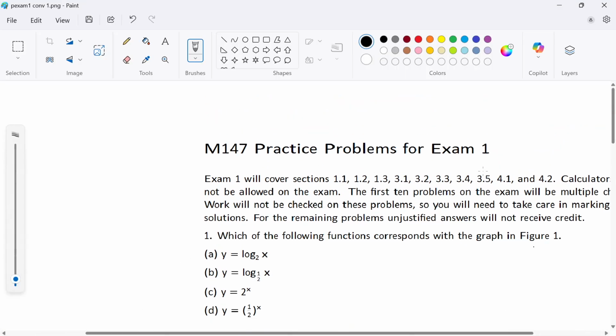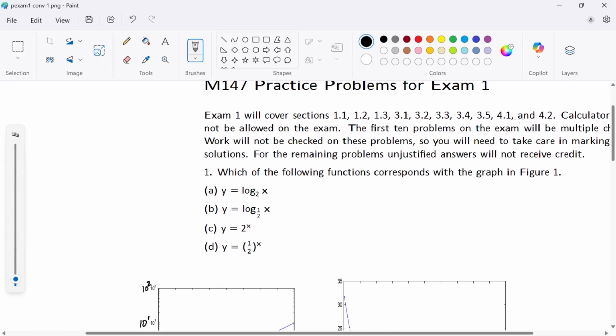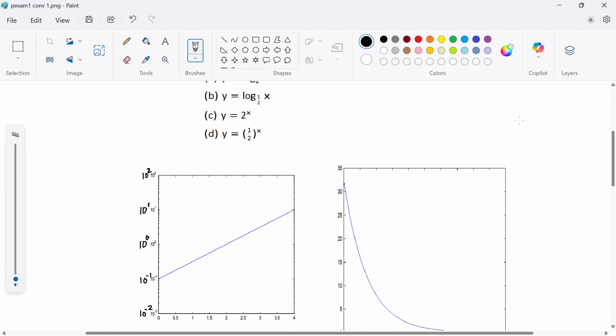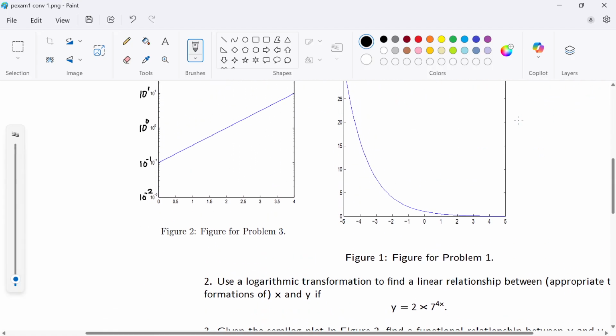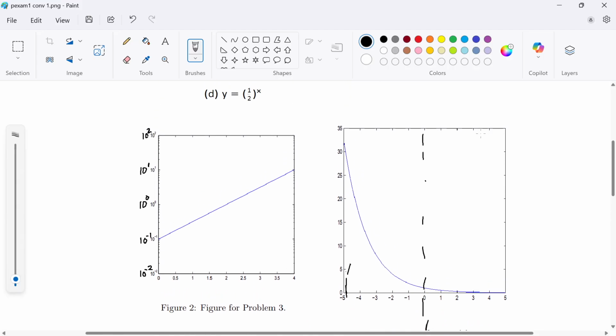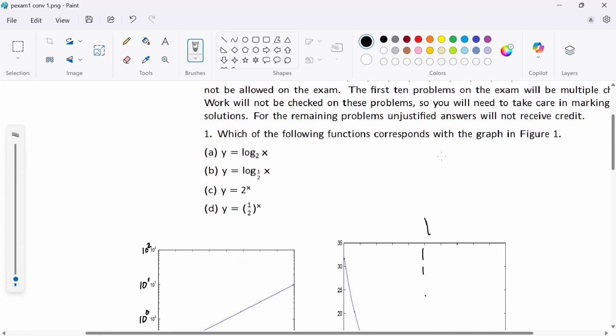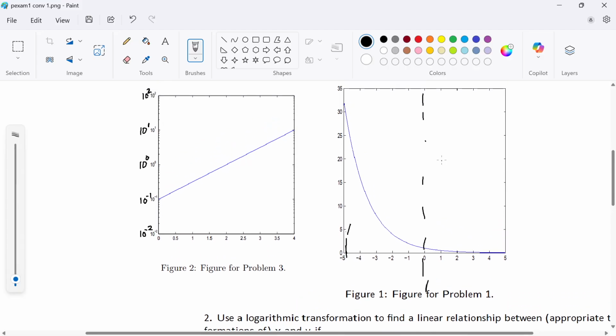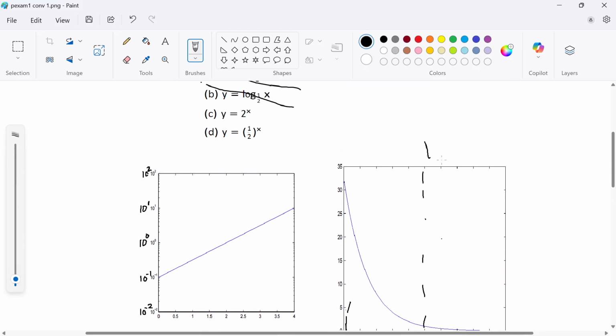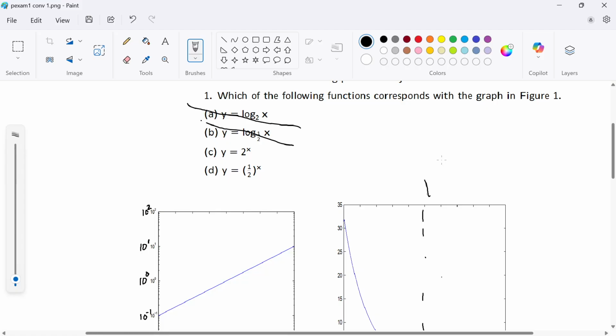All right, the first question says, which of the following functions corresponds with the graph in Figure 1? Here's Figure 1. Now notice, 0 is not over here, x0 is over here. So if you remember, log function, you don't have to know much about it. Log function does not go into negative x values. So these two are out. This graph has negative x values. Log of a negative value is undefined.